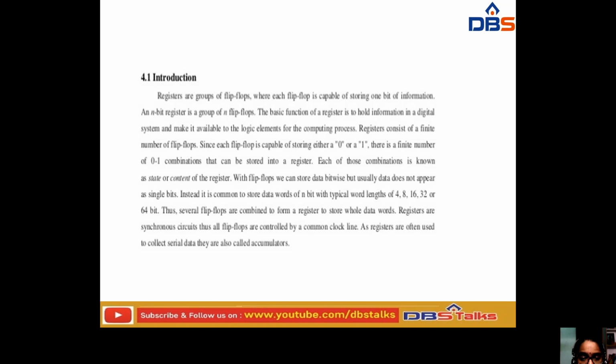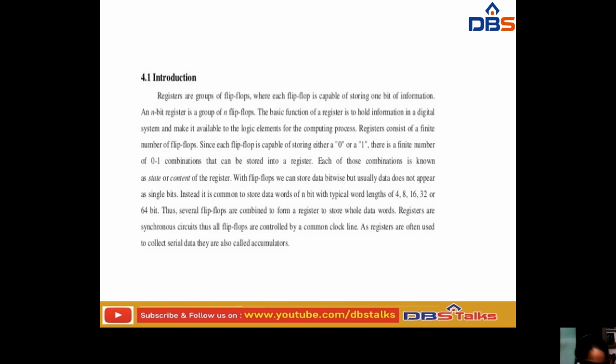The basic function of a register is to hold the information in a digital system and make it available to the logic elements. Whenever it is going to compute some operation, if it just wants to store that particular data, it will be difficult for a user to hold that amount of data. So he has to store that data in a temporary memory location. We can say the temporary memory location is a register.